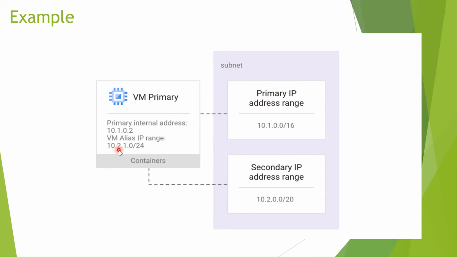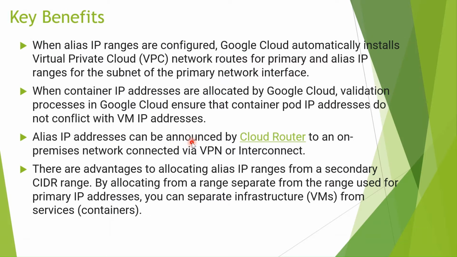Basically, Google recommends taking from the secondary IP range only, because you want to maintain a separation between your primary IP address range and your secondary IP address range.